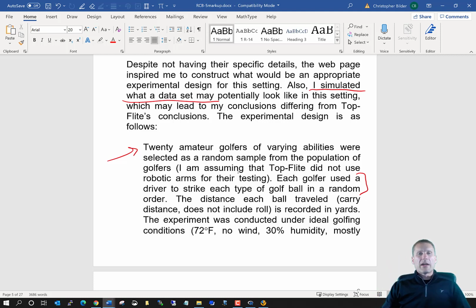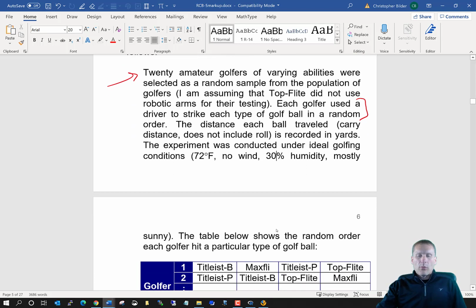You want to randomly order them because you don't want any kind of bias to come into play. Because if, let's say, everyone hit Max Fly first and then Titleist B second, a golfer from hitting that Max Fly might learn, oh, I'm not hitting my swing correctly, so I'm going to adjust on my second hit and hit that one better.